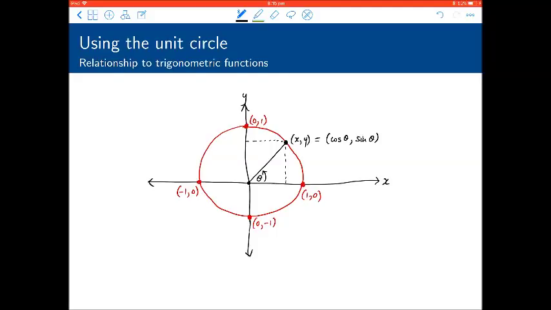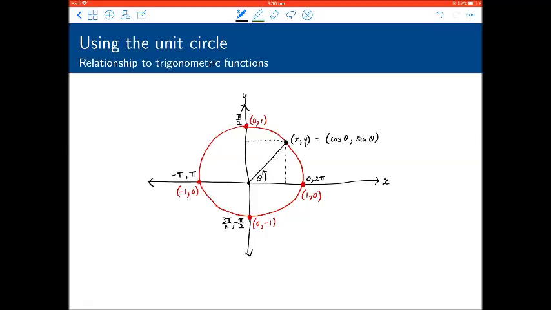Recall that pi on 2 is equal to 90 degrees, so a theta value of 90 degrees. So this is pi on 2. This is pi. This is an angle of 0 or 2 pi. This is pi or negative pi. And this is 3 pi on 2 or negative pi on 2.